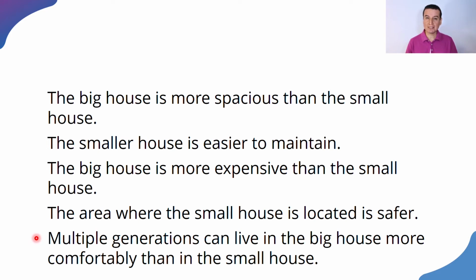The last one. Multiple generations means the grandparents, the parents, the children, the grandchildren. That is multiple generations. Multiple generations can live in the big house more comfortably than in the small house. Yes? So many more people can live comfortably. I mean, of course, we can have a lot of people in a small house, but not so comfortably. So that is just a proposal. That is something that you can use to enrich your comparisons. Let's listen to it. Multiple generations can live in the big house more comfortably than in the small house.